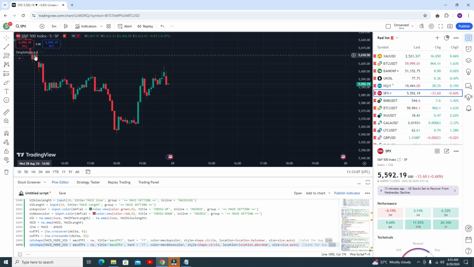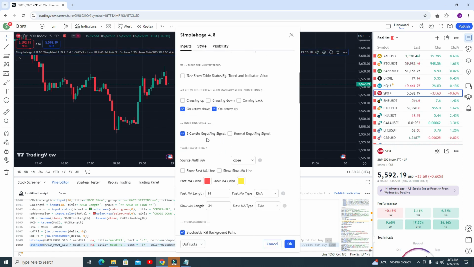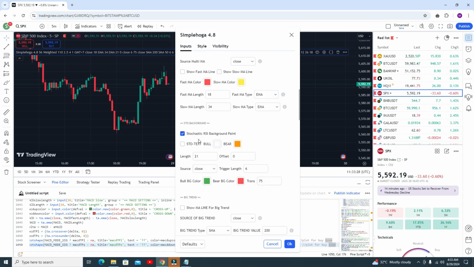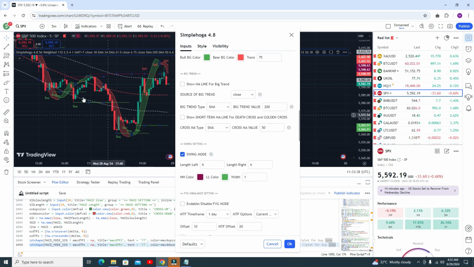It's still compiling. You can see it's still compiling. I think it will be done in a few seconds. Yes, so we have to go to settings and uncheck this table. We do not need this table. The NFL signal, uncheck this, and RSI, yes, we need the RSI ribbon just like this one. And the second last thing, uncheck swing mode, we do not need these swing lines.